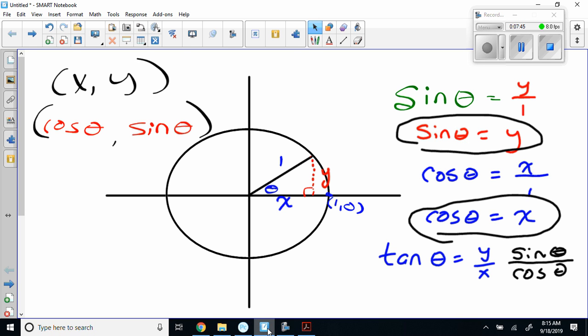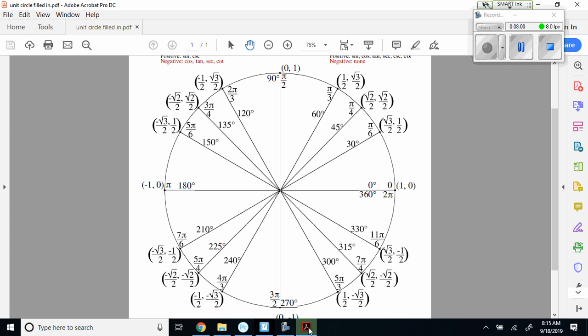Okay? Whatever theta is, and you're going to be given theta, the x value would be the cosine of that, right? The y value would be the sine. So if we look at this and I said, hey guys, what is the cosine of pi over 3? I need an exact value. What would you say?